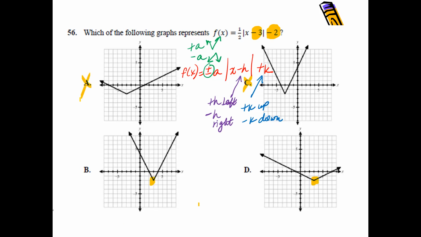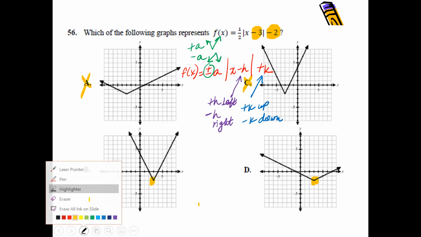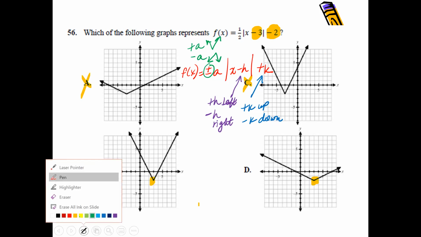So now this is also facing up. So you're like, okay, is it B or is it D? One is wider, the other one is skinnier. So how do I determine that? Well, this is where this next one comes in.